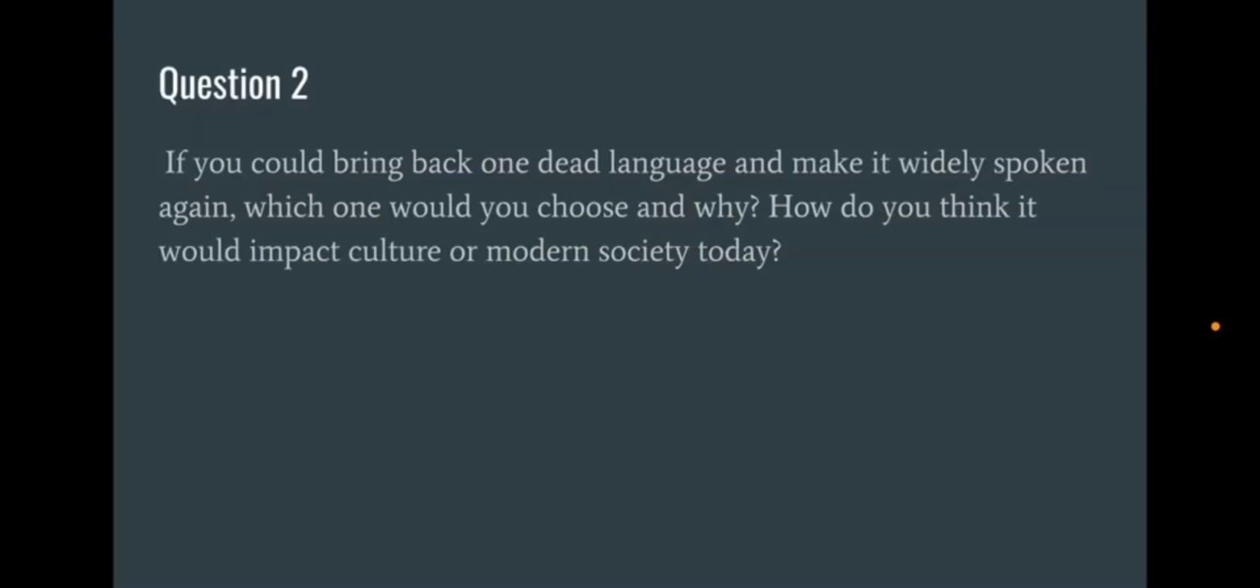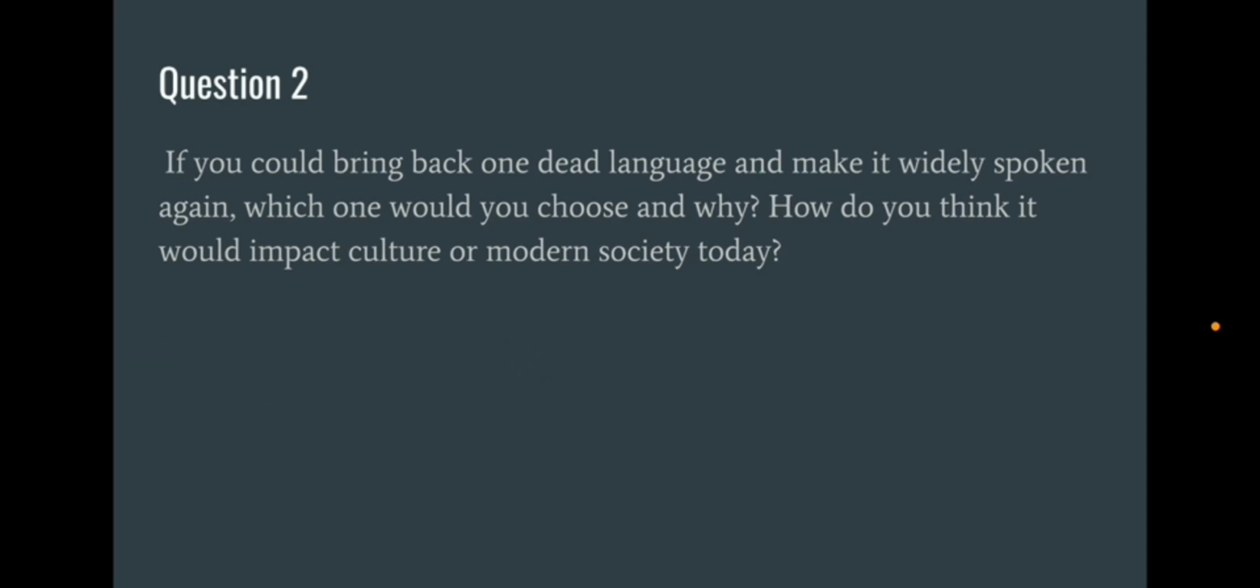So to sort of wrap things up, our last question is, if you could bring back one dead language and make it widely spoken again, which one would you choose and why? This can be based on wherever you're from or whatever type of things you're interested in, because literally you can search up any region and dead languages and there would be more than 50 to choose from. And then the second part of the question is, how do you think it would impact culture or modern society today if the dead language was back and it had never died?